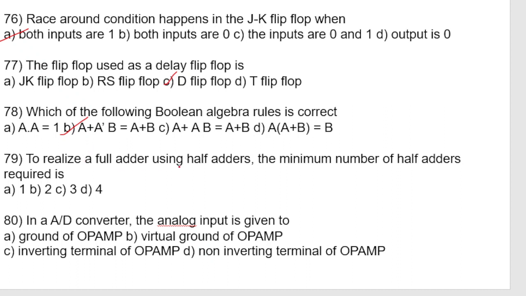To realize a full adder using half adders, the minimum number of half adders is basically 2 adders is required. In A to D converter, the analog input is given to ground of op-amp, virtual ground of op-amp, inverting terminal of op-amp, non-inverting terminal of op-amp. So basically non-inverting terminal of op-amp.